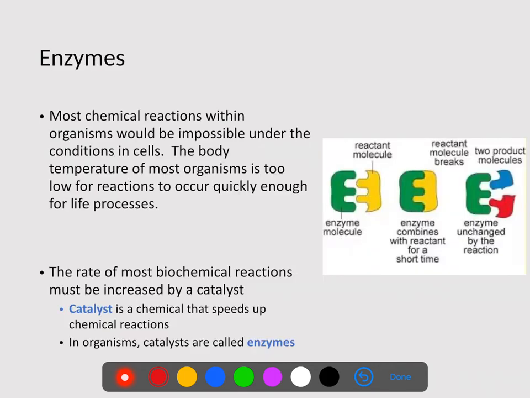Now, most chemical reactions within organisms would be impossible under the conditions. Our body temperature is too low for reactions to occur quick enough, because the warmer something is, the faster the molecules move and the more likely they are to bounce into each other. So our bodies have too low of a temperature, and we need enzymes. The rate of most biochemical reactions must be increased by a catalyst, a chemical that speeds up the chemical reaction. In organisms, we call this an enzyme.